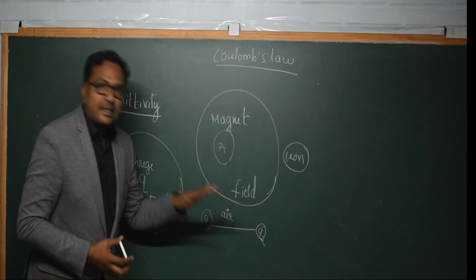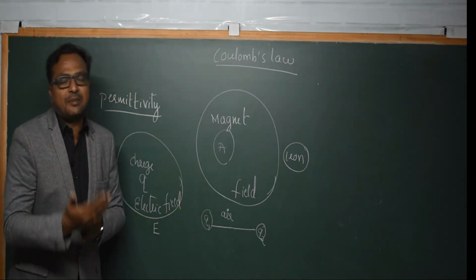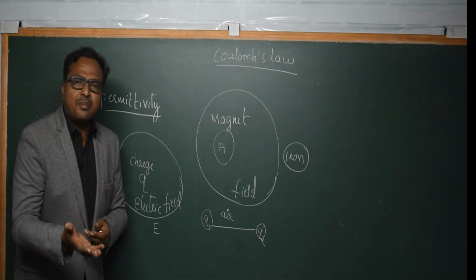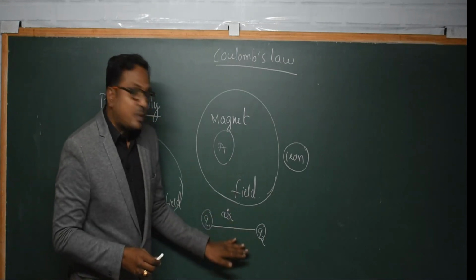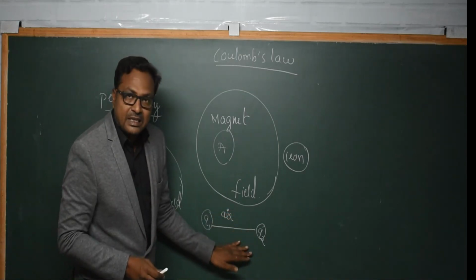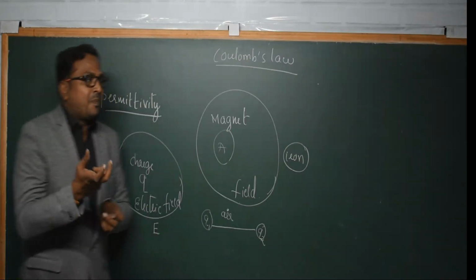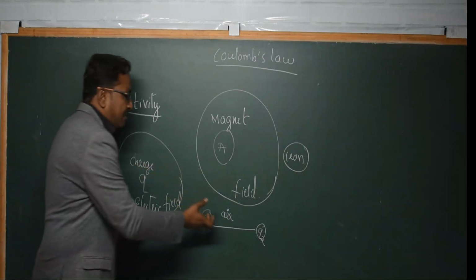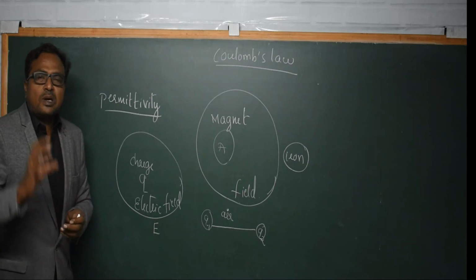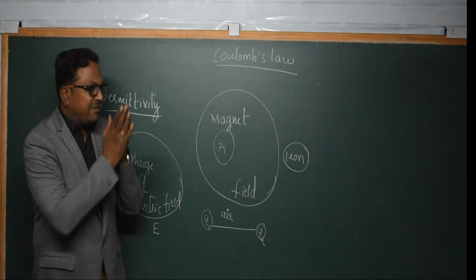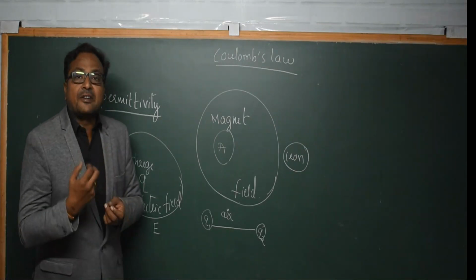If there is air, the case will be different. If there is some other material, like water, mica, rubber, or glass, placed between the two charged bodies, then the force between the two charges changes. That property of that material we name permittivity. So what do you mean by permittivity? Permittivity is the ability of the material to permit the electric field.